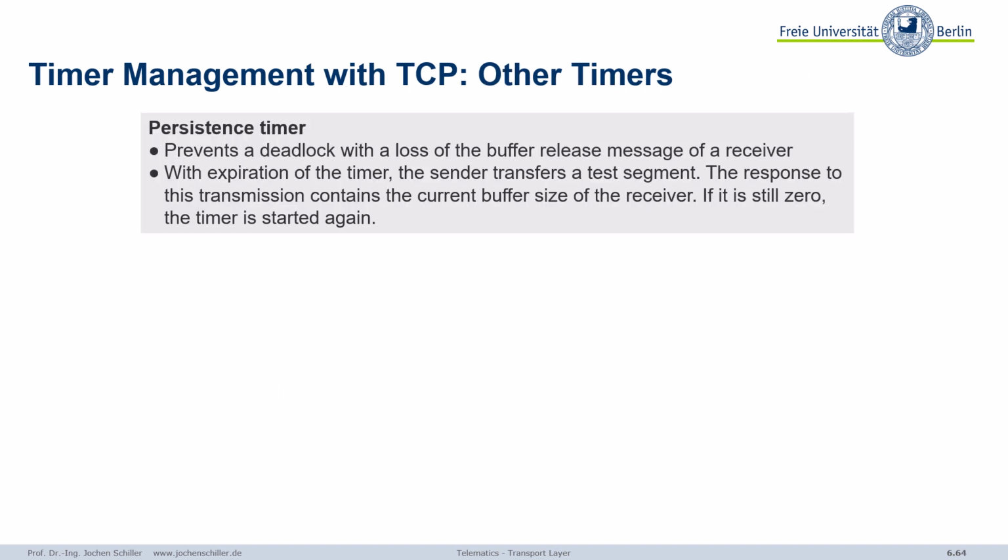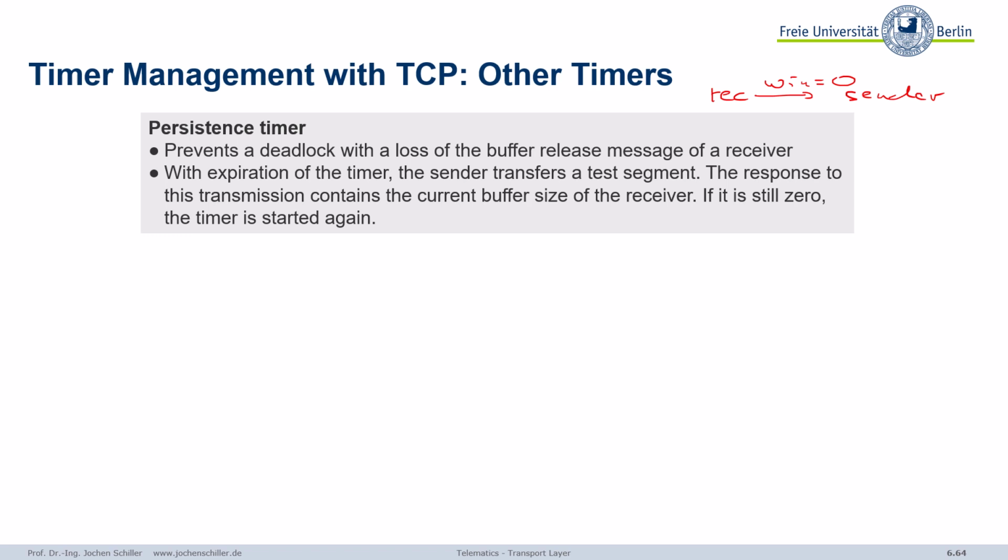Besides the retransmission timer, we have 3 more timers in TCP. One of these is the persistence timer. What does it do? Well, in TCP, as a receiver, you can send a message with window size equals 0 to a sender, and this obviously stops the sender. The sender will not send anything anymore because it thinks the buffer is full on the receiver side.